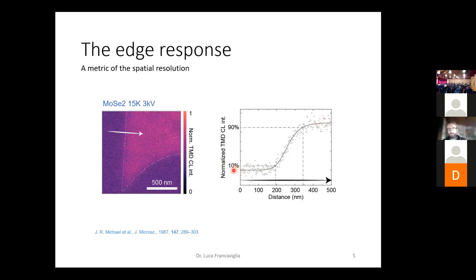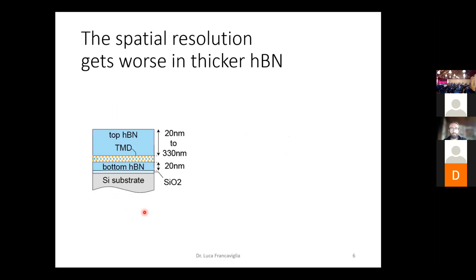What we decided to do was to take a systematic definition of this edge response, this blurring of the sharp transition that gets some broadening. We always took the distance between the two positions at which the signal goes from 10% to 90% of the overall intensity. You can do that for several line scans in your sample, in this way gaining some statistics, but you can also do that for several samples. We always kept the same configuration for all our samples, with the same substrate and a relatively thin bottom hBN. And then what we chose to do was to vary the thickness of the top hBN layer.